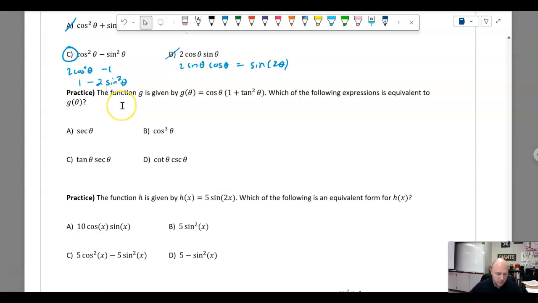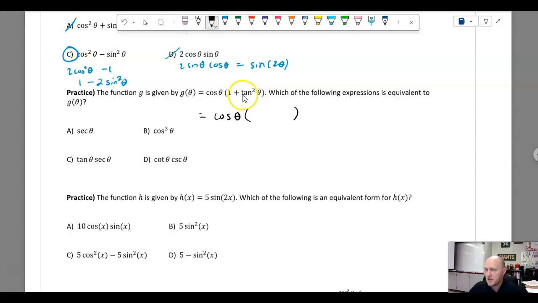Okay, next practice one. Please go ahead. I want you to pause and try this practice one here. Okay, hopefully you went ahead and paused and tried this one. G of x equals cosine theta times 1 plus tan squared theta.